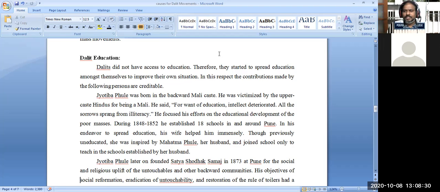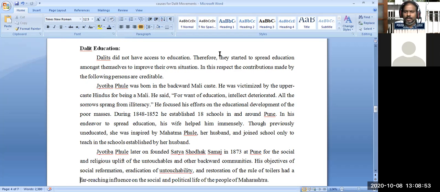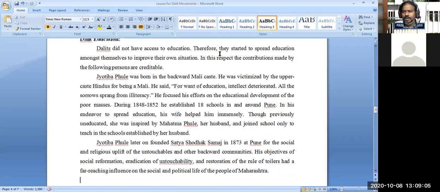He was victimized by the upper caste Hindus, being of the Mali caste, and he strongly condemned and fought against the Hindu ideology during the colonial period. During 1848 to 52, he established 18 schools in and around Pune. In his endeavor to spread education, his wife helped him immensely. Though previously uneducated, she was inspired by her husband and joined school only to teach in the schools established by him, only for the illiterates of the backward classes.